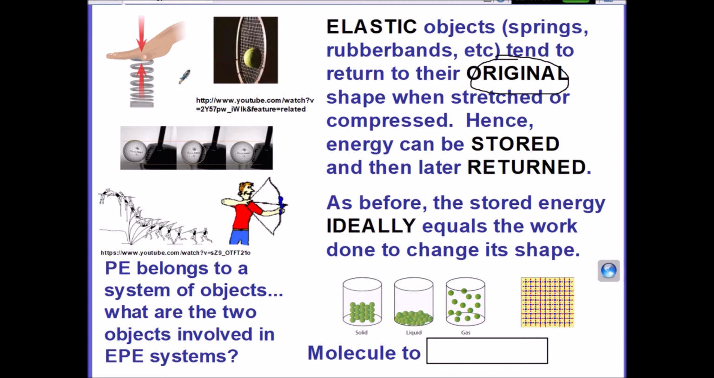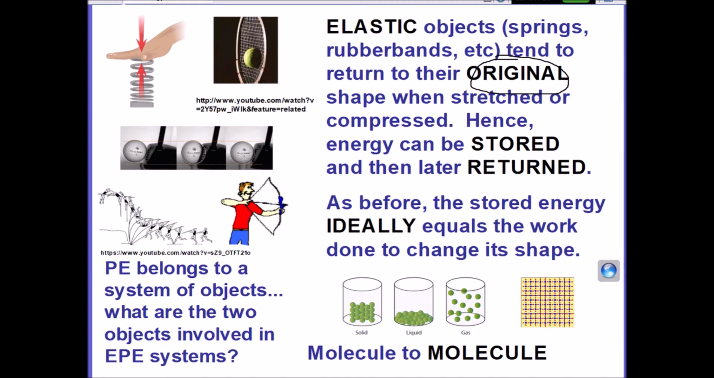Remember, the spring itself is elastic. It doesn't need to have the hand there in order for it to contain elastic potential energy. It's really from molecule to molecule, and if you think about how solids are constructed, there's one molecule attached to another molecule, and those are through electric bonds, and when we compress or stretch that, it has a tendency to return to its original shape.